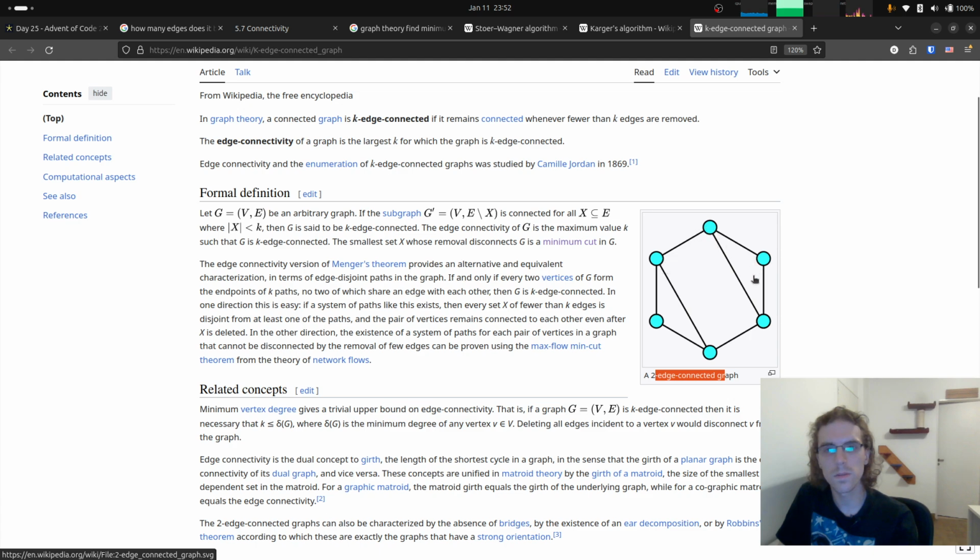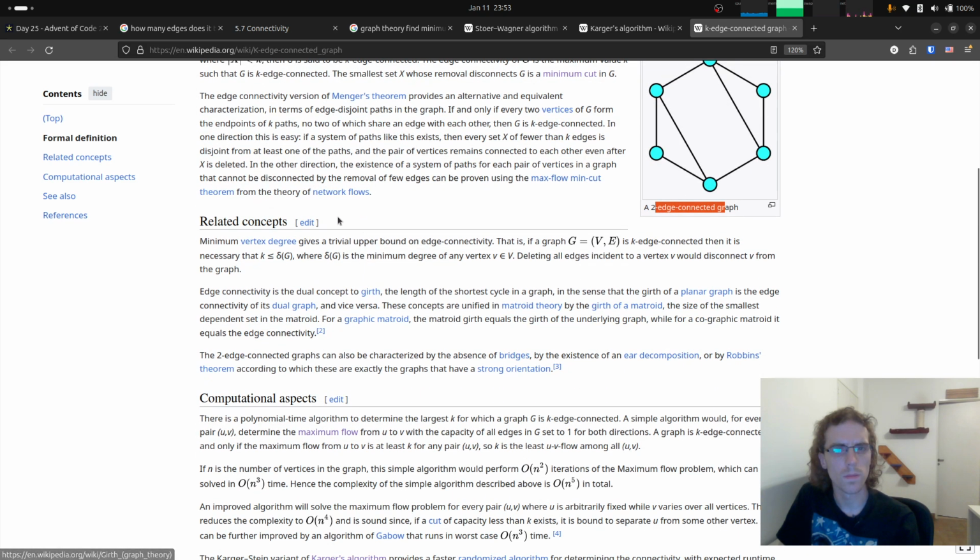And you can see that all of the nodes on this graph... wait, if I cut these 2 edges, this vertex becomes disconnected. The smallest set X whose removal disconnects G is the minimum cut in G. Well, maybe when you just leave one vertex disconnected, it doesn't count for this thing.